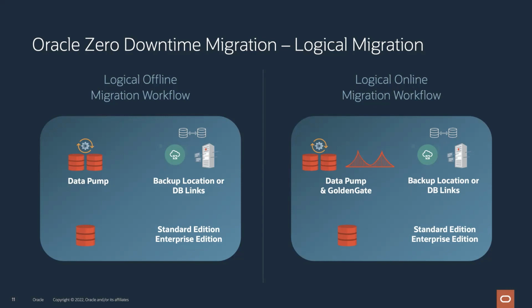You could use a backup location for that export import, or we can also use database links, which is not really recommended for big databases, but we have that in place. And then we have logical online migration, which leverages, again, Data Pump for the data transfer. But in order to provide synchronization between the source and the target, we offer Golden Gate. And Golden Gate is a great tool. You all know it. It's amazing. But there's a price to it, right?